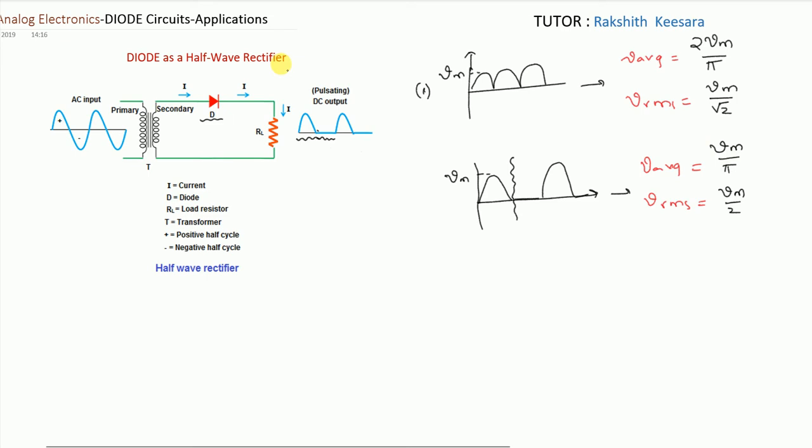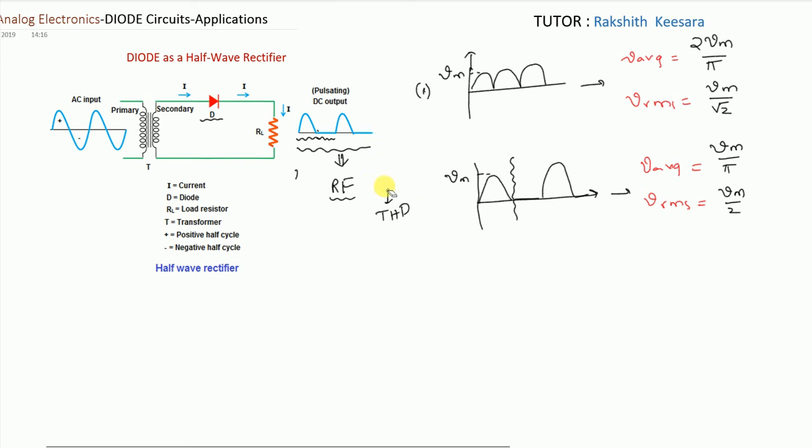And next, if you want to analyze the quality of this waveform, we will analyze it by using the ripple factor. For DC, we will use ripple factor. For AC waveform, we will use total harmonic distortion.